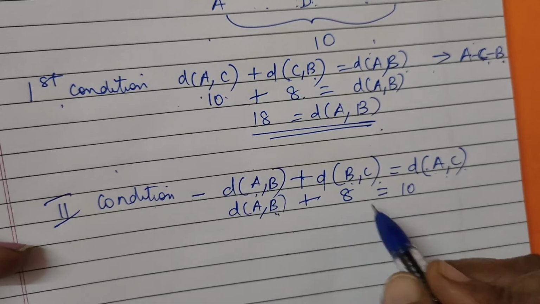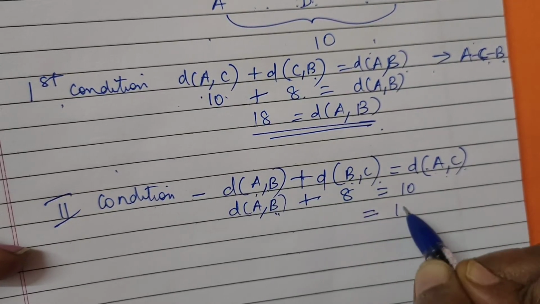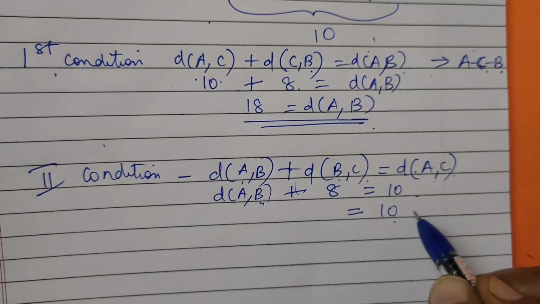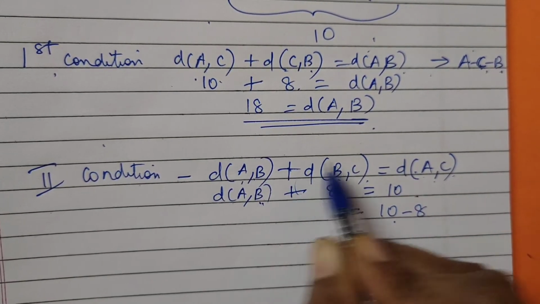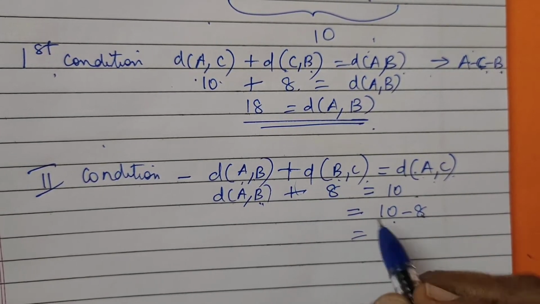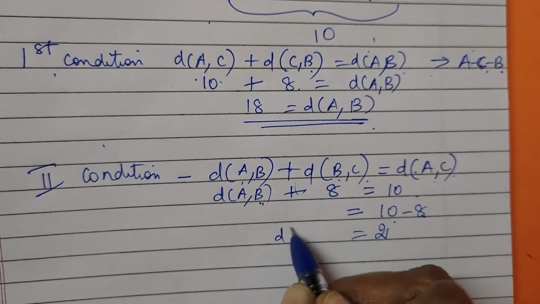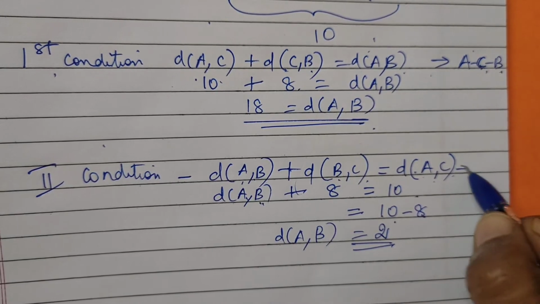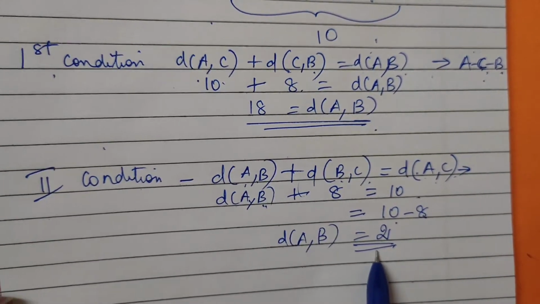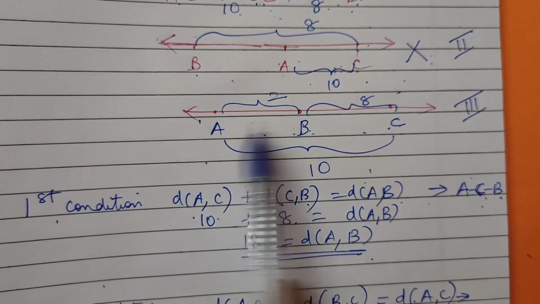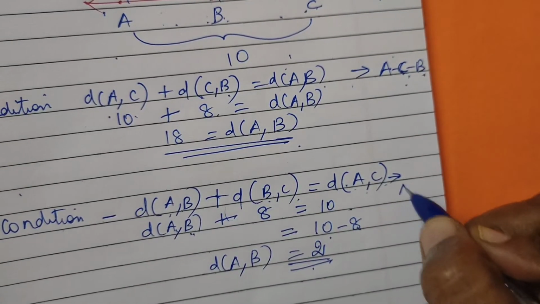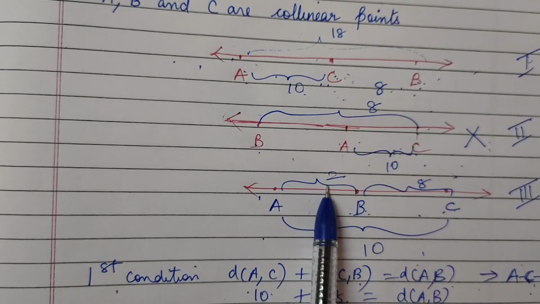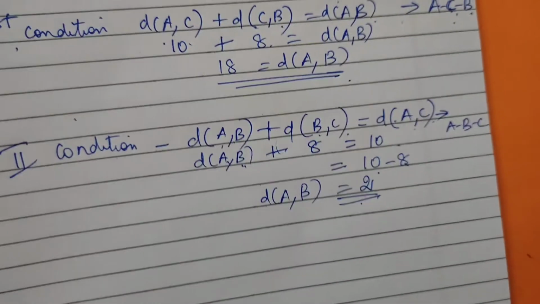Now what I'll do: equal to 10 is already here. The plus 8 comes here, meaning it will go as minus 8. 10 minus 8 is 2. So what is the distance of AB? We got 2. Here we have to write the betweenness property. This is for which condition? This condition: B is between A and C. So we will write A-B-C. Check our answer. We got 2 here. Yes. You understood how to do this?